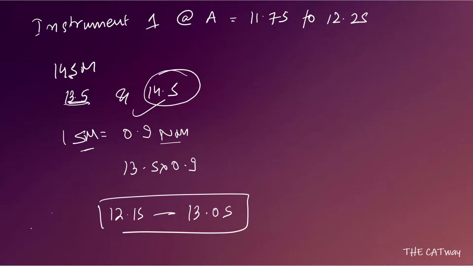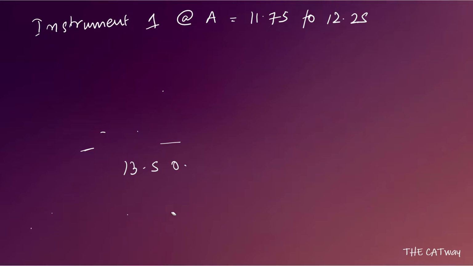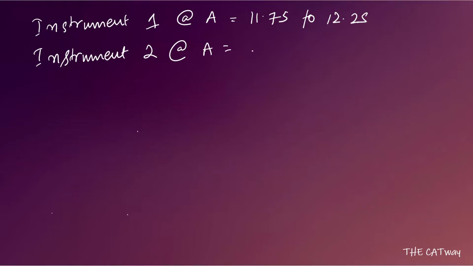So let's again remove all this and let's write the range for instrument 2. So for instrument 2 at the rate A, what do we have? We have 12.15 to 13.05. Okay, now let's talk about instrument 3.